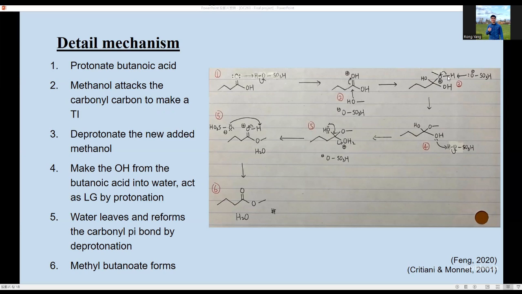Fourth, make the OH group from the butanoic acid into water, which later acts as a leaving group by protonation. Water leaves and reforms the carbonyl pi bond by deprotonation in step 5. Six, the last step, the methyl butanoate forms.